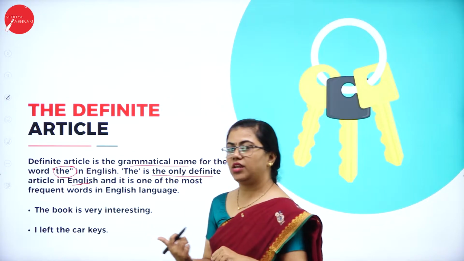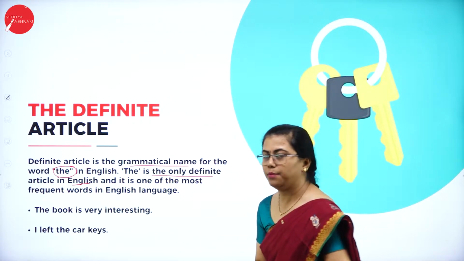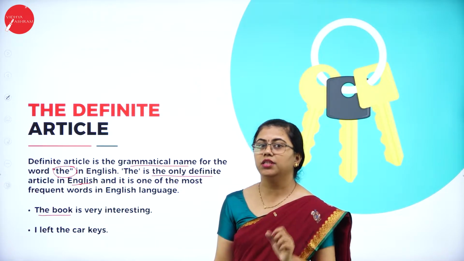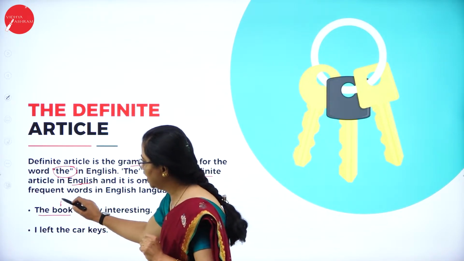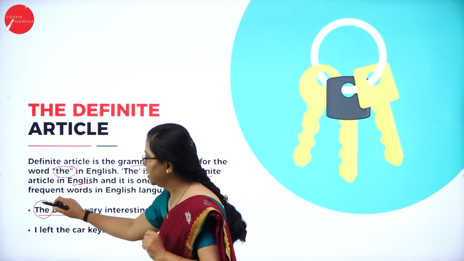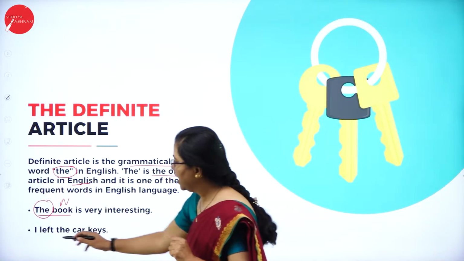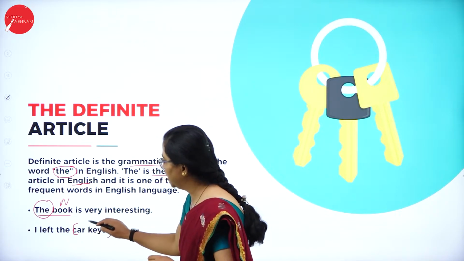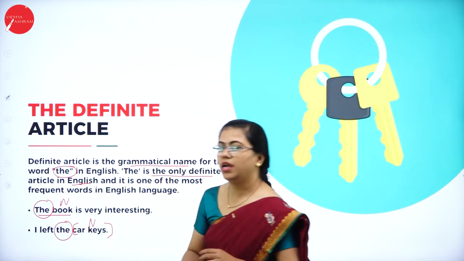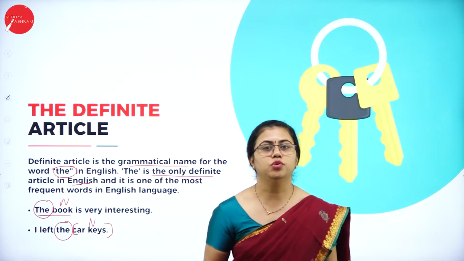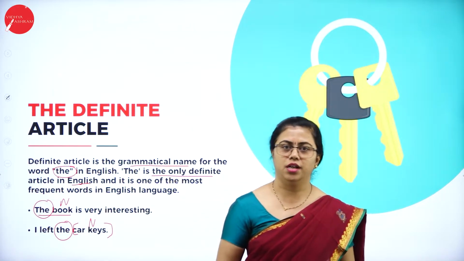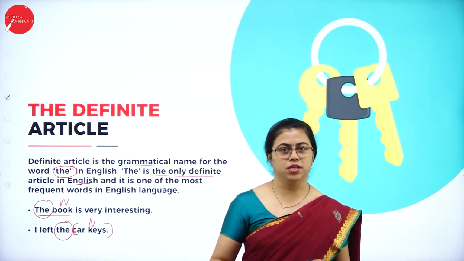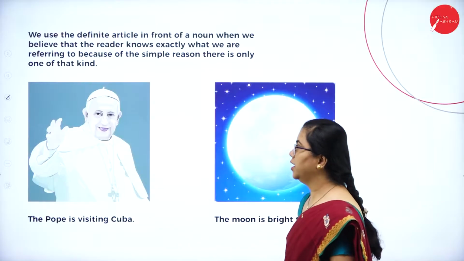So how do we use this definite article? I have just given two examples here. The book is very interesting. So we use it along with nouns. Okay, so book is a noun here and the is the definite article. Similarly, I left the car keys. So car keys is the noun there and the is the definite article there. So usually you use these articles along with the nouns only, and all the determiners for that matter are used along with nouns. So let us go further now.